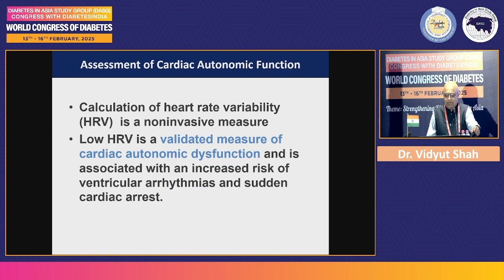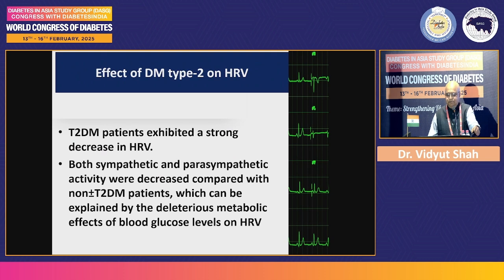And how do you assess this cardiac autonomic dysfunction? For that, you can calculate heart rate variability. It is a non-invasive measure, and low heart rate variability is a validated measure of cardiac autonomic dysfunction, and it is associated with the increased risk of ventricular arrhythmias and sudden cardiac arrest.